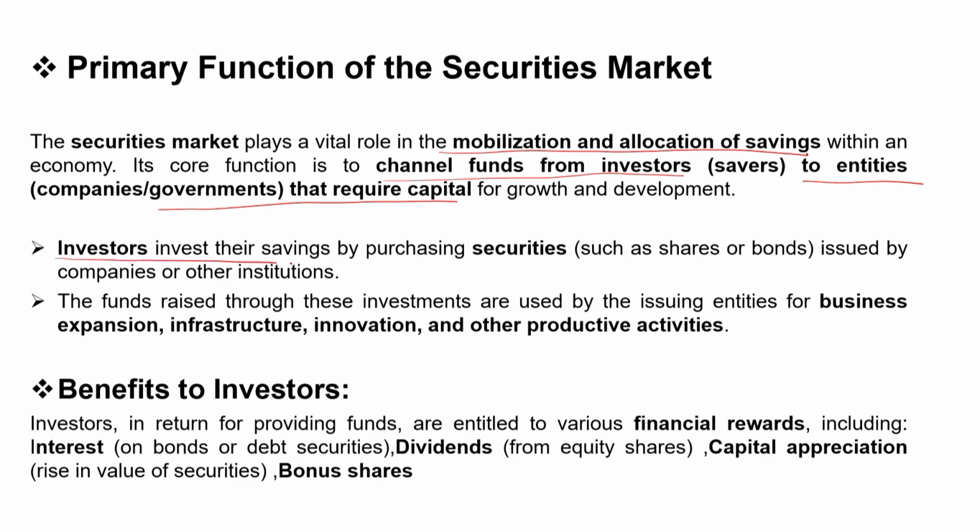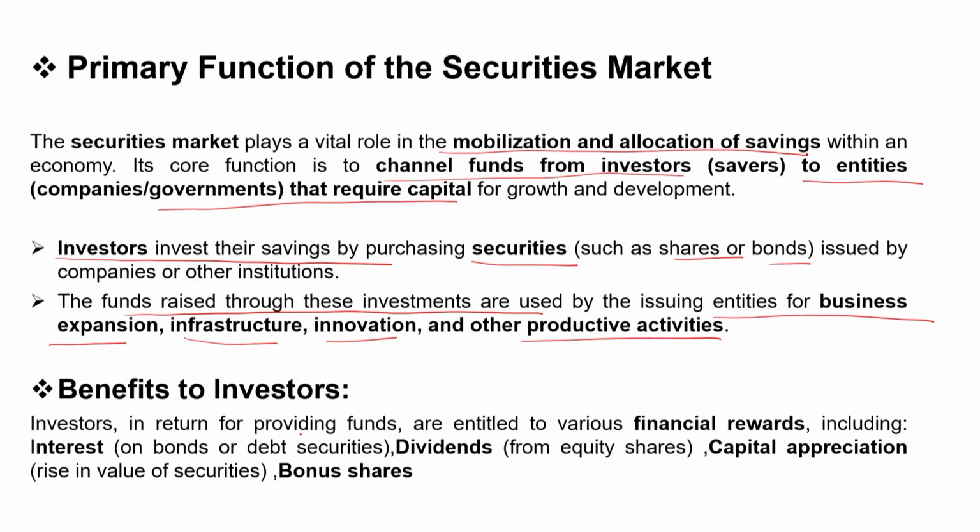So investors invest their savings by purchasing securities from the security market, such as shares or bonds issued by companies and institutions, and the funds raised through these investments are used by the issuing entities for business expansion, infrastructure, innovation and other types of business activities. So whatever funds the corporate entities procure with the help of the security market can be used for multiple purposes. For example, expansion of their business activities, modification or renovation of infrastructure, innovation related activity, or any other kind of productive activities.